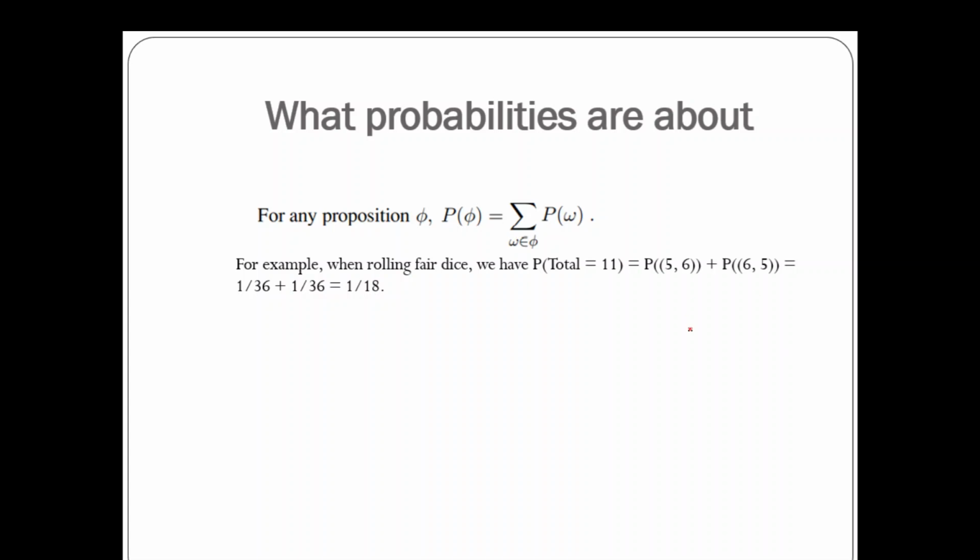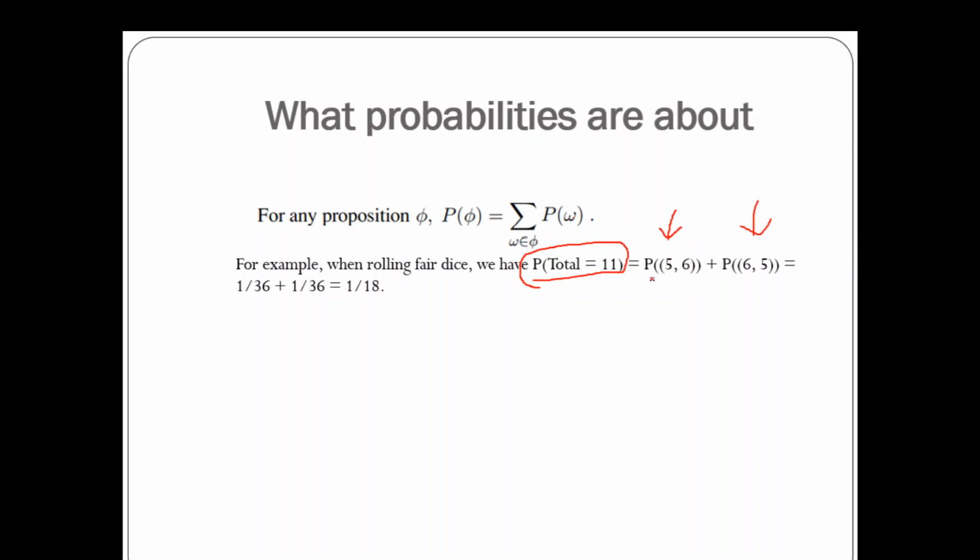So for any proposition phi, P of phi is equal to the sum over omega belonging to phi of P of omega. Here is an example of this total probability. For example, what is the probability of having a total of 11 when you throw 2 dice? There are two cases: probability of (5, 6) and probability of (6, 5). These two things can lead to the value of 11.